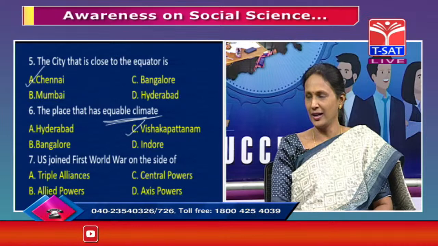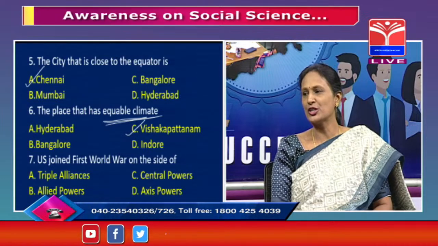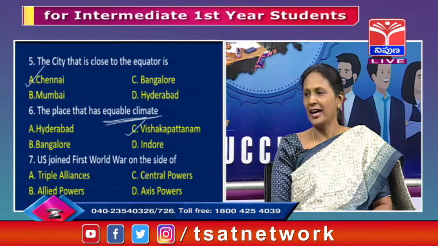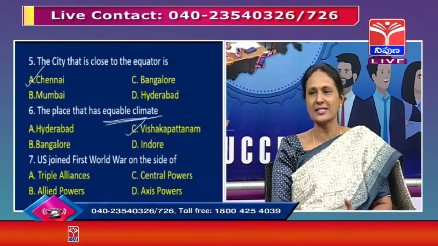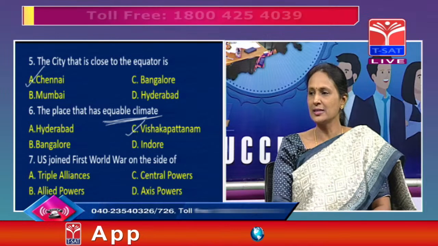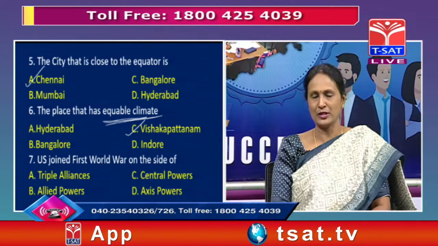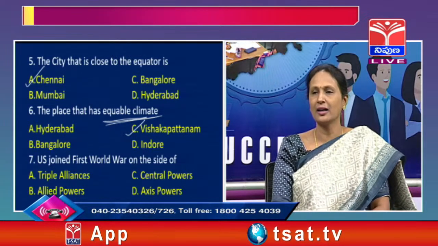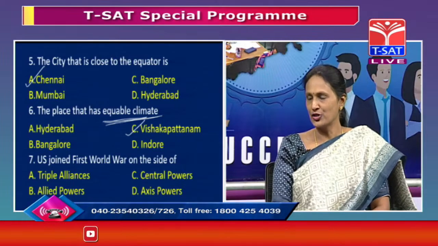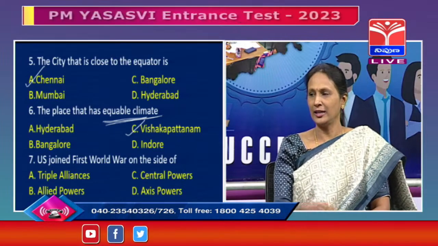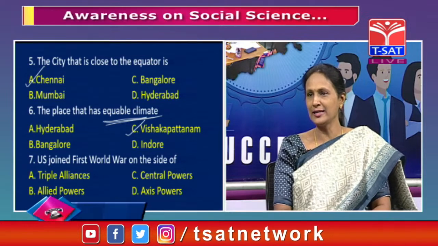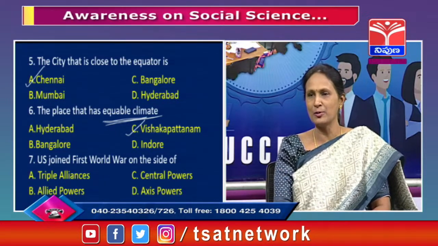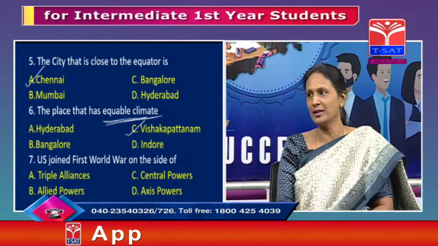So Triple Alliance: when was the Triple Alliance formed? Which countries were there in this Triple Alliance? And then Central Powers. During the time when the World War started, the Triple Alliance powers, like Germany, Austria, Italy, changed to the Central Powers. And then Axis Powers. Again, the same powers, the Central Powers, during the Second World War, became the Axis Powers.